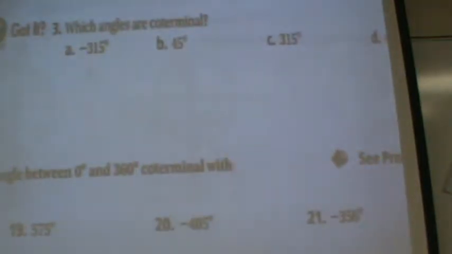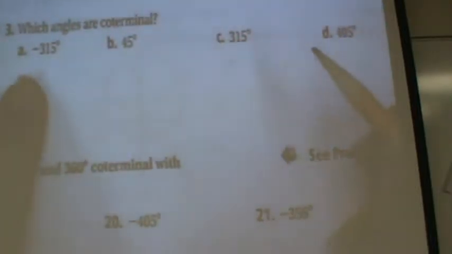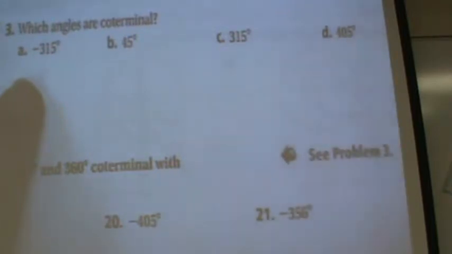Same terminal side, good. I want you to look at this Got it 3, right here. Can you tell me, analyzing these angles, negative 315, 45, 315, and 405, which ones are coterminal? A and B. Any other ones? And D. Now watch, I'm going to show you on my calculator because it's easier to do on the calculator.